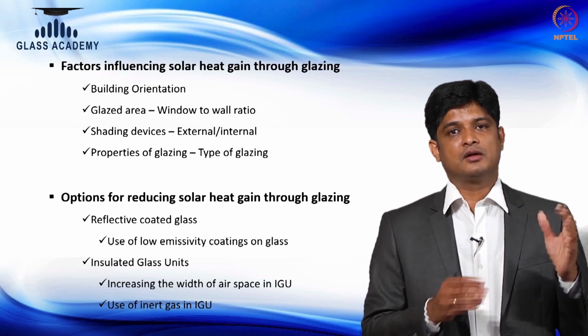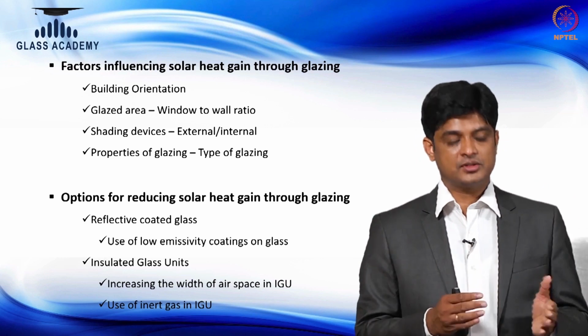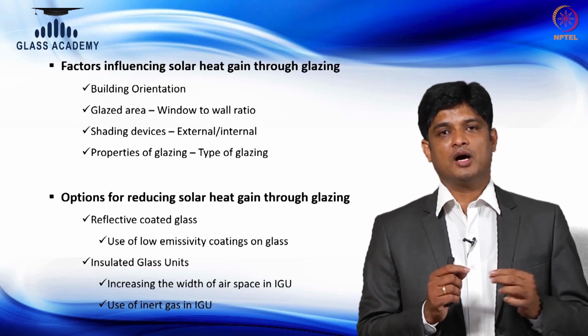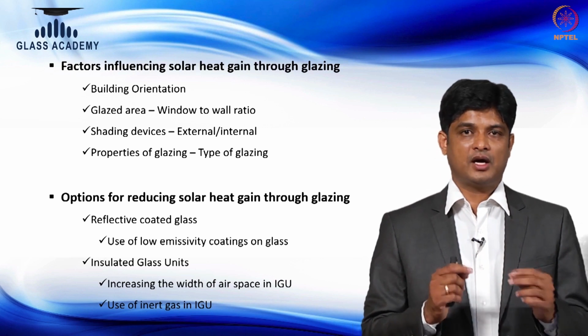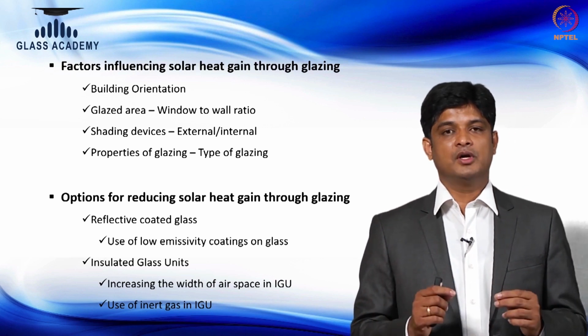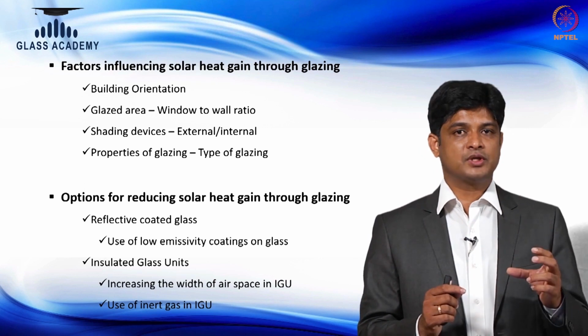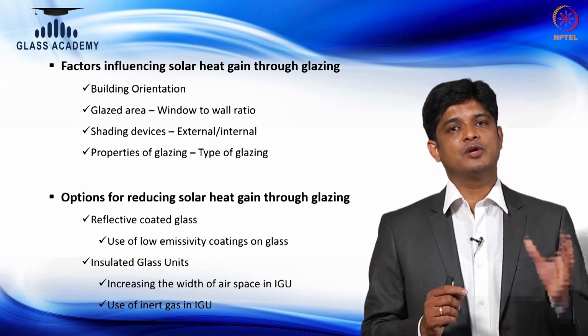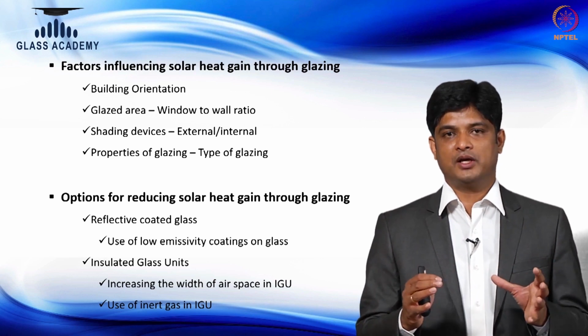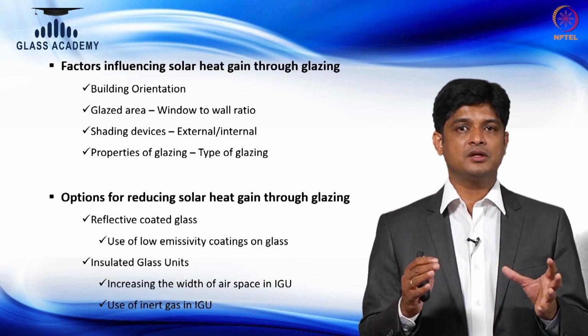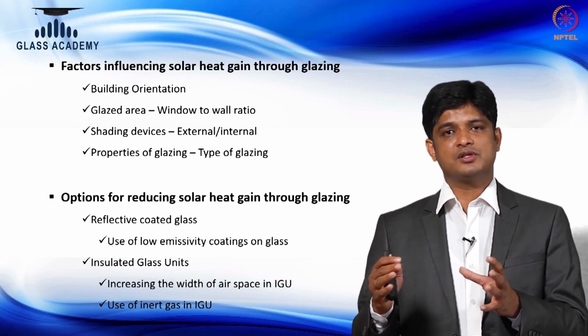So this content is about identifying what possibilities we have, as a designer or as an architect or as an engineer, in selecting the glass. The first option is to identify how to reduce the heat coming in by changing the overall aesthetics of the building. Here I mean aesthetics as orientation, window wall ratio and your shading devices.